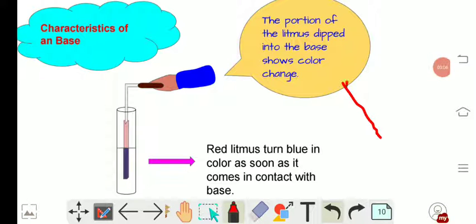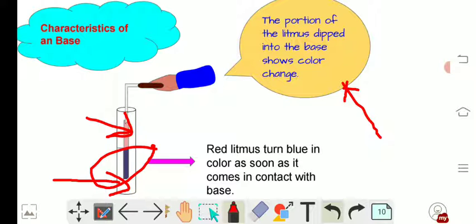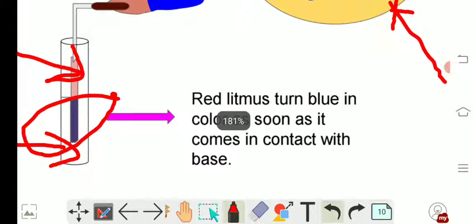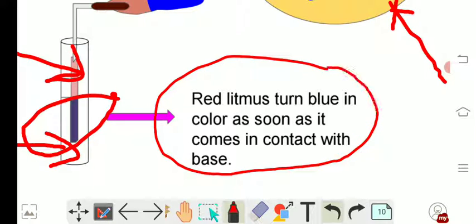So friends, here the portion of the litmus dipped into the base shows color change. If this test tube contains base, then the red litmus shows color change. It means the portion of the red litmus which is dipped into the base shows color change. The red litmus has turned blue in color. See, you can see here what is written here. Red litmus turns blue in color as soon as it comes in contact with base.